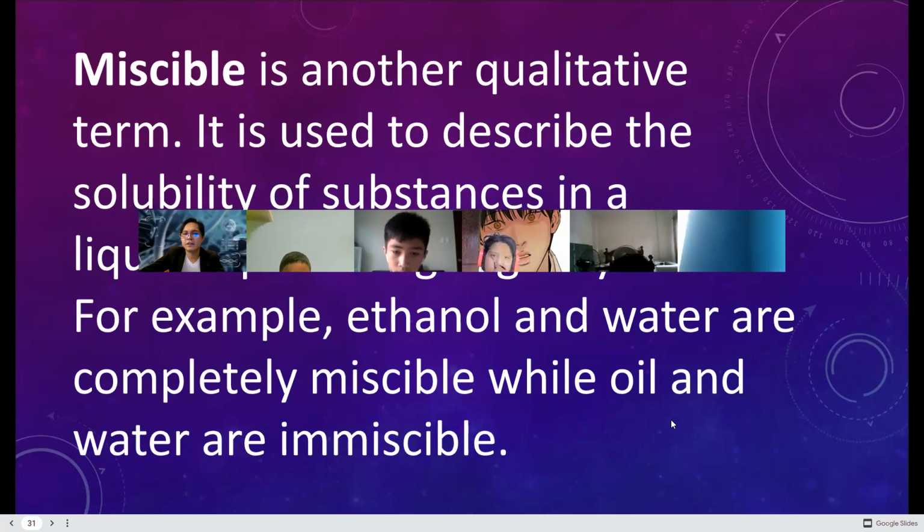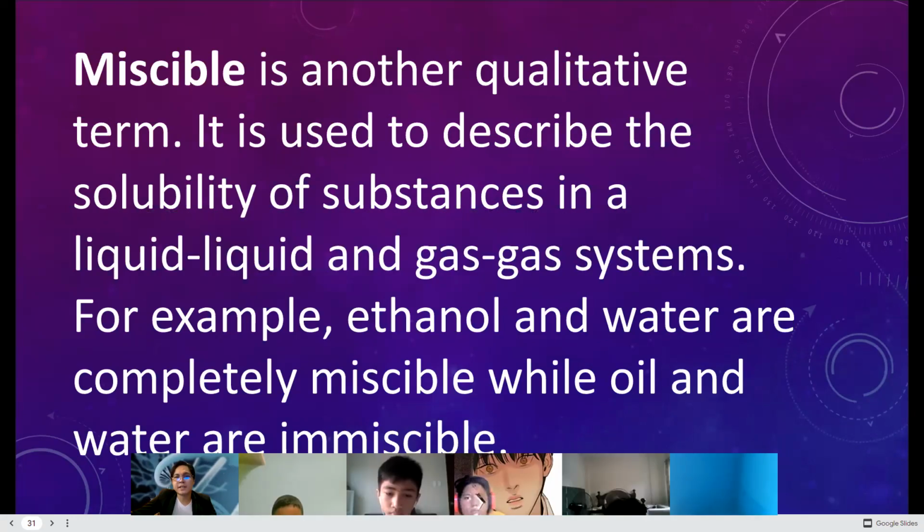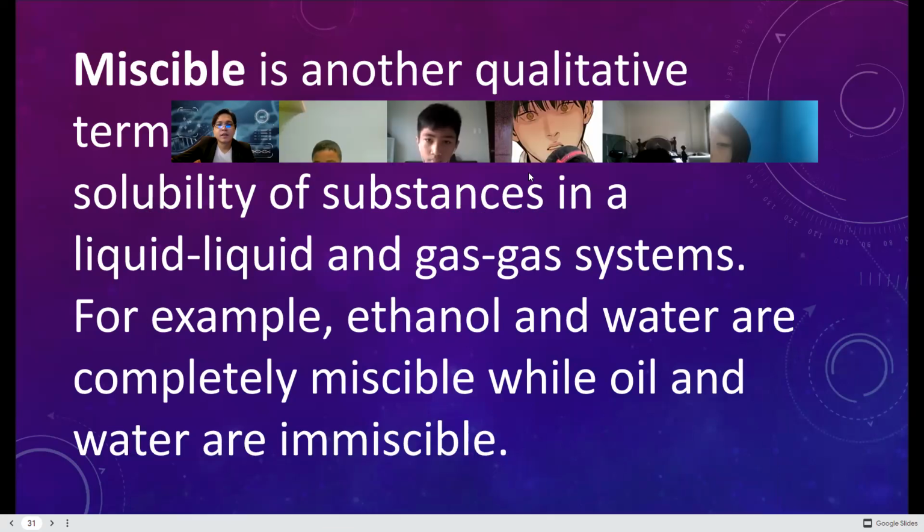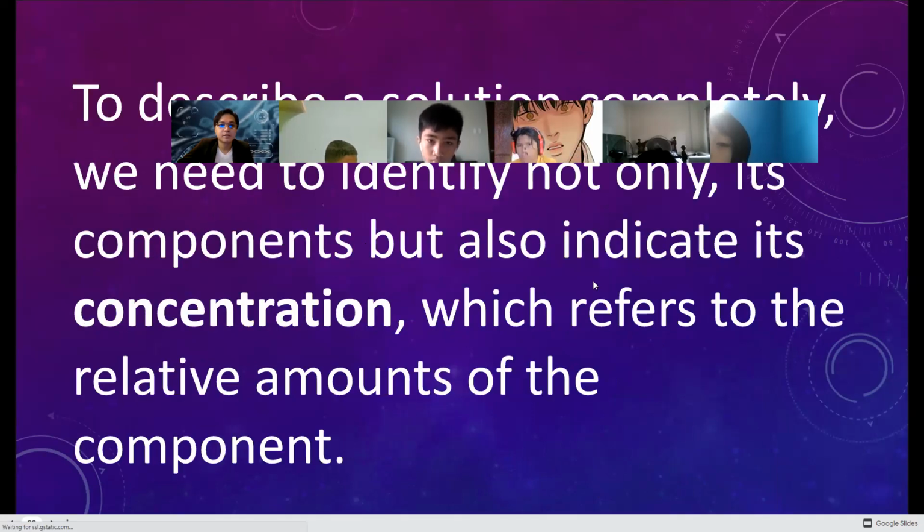Miscible. What is miscible, by the way? Miscible is another qualitative term. It is used to describe the solubility of a substance in a liquid and in gas-to-gas systems. For example, ethanol and water are completely miscible. They are miscible because they can completely mix. While oil and water are immiscible, meaning they cannot be mixed. These are the terms being used in solutions.